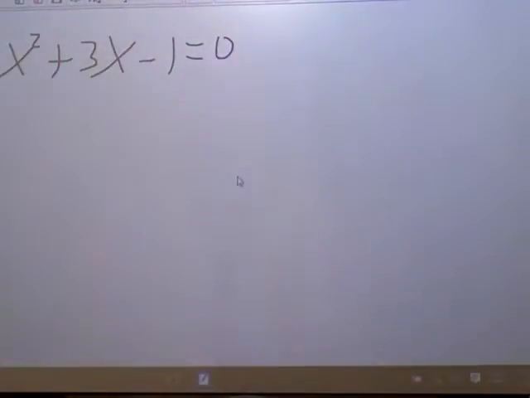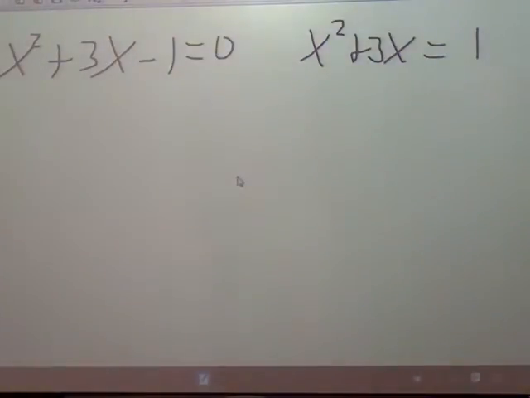Careful here. Is my last term a perfect square? No. Good, it is not because of that negative. Negative 1, you can't multiply something by itself and get a negative. Anything times itself always equals a positive. So even though 1 is a perfect square, that's a negative 1. Negative 1 is not a perfect square, so move your 1 over. So you've got x squared plus 3x equals 1.